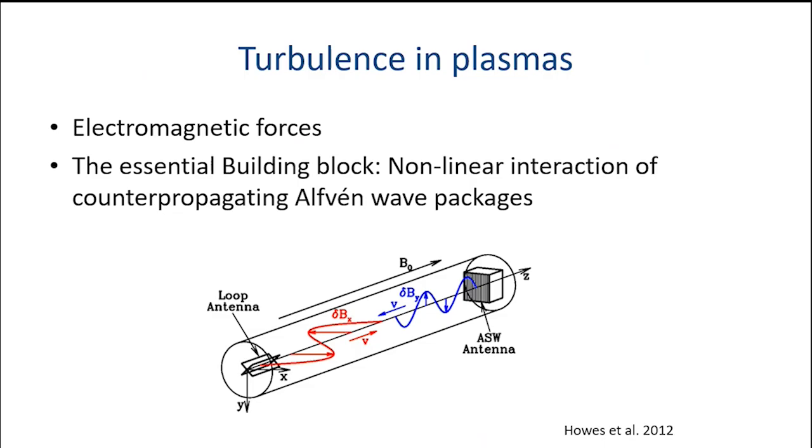And here, for example, in a plasma lab, Alfvén wave packages that are generated on two sides crash into each other, and then they observe that they break down to smaller scales. So the building block is the interaction of wave packages.